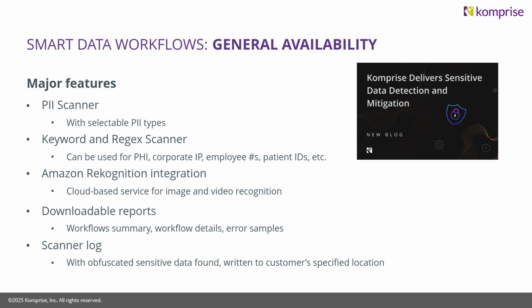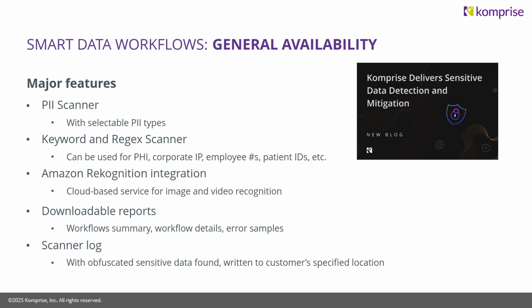Of course, as with any other Komprise feature, there are downloadable reports, summaries of all your workflows, details of any specific workflow, and we'll give you information about any errors that come up. And then there's a very low-level scanner log that is available to you. We actually audit log every action that we take on every file that we look at. We can write this log to your own desired location, so you can aggregate all those logs on a particular server. You can even upload them to S3. And the log will include information about what sensitive data was found.